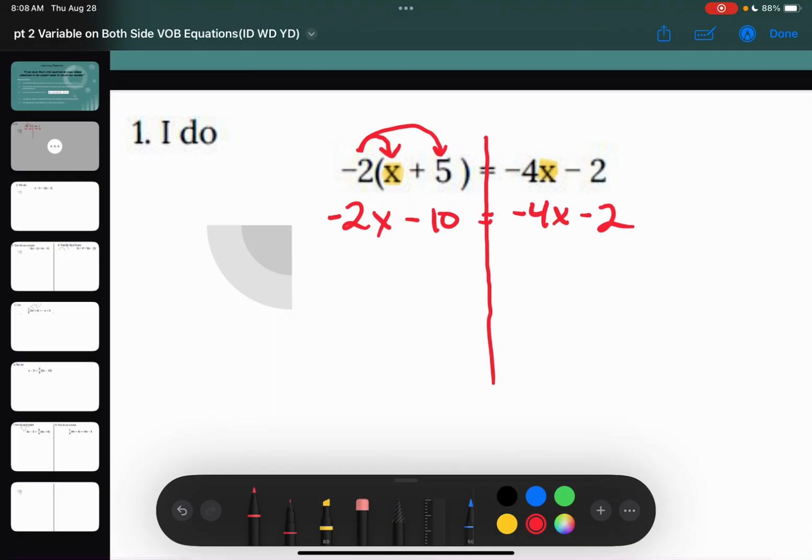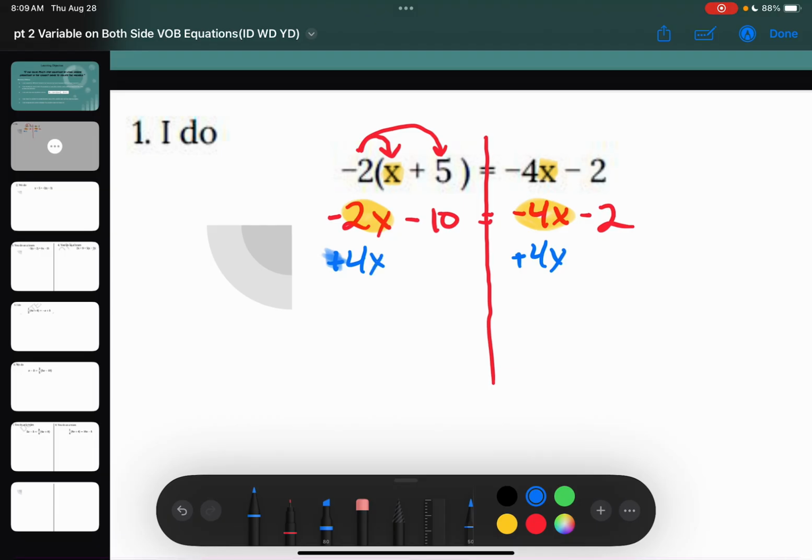So now we got a decision to make. Now, I've got -2x on the left and -4x on the right. I need to get the variables to one side of that line. So I've got two options here. I could either add 2x to both sides, or I could add 4x to both sides.